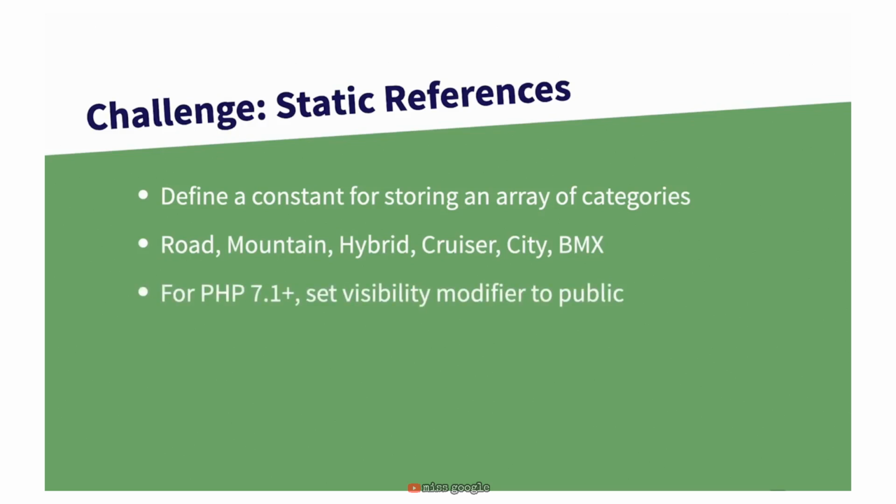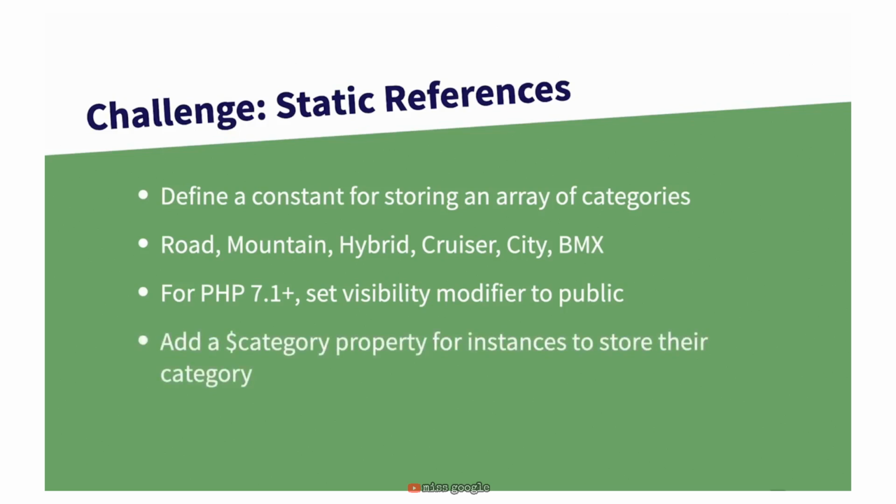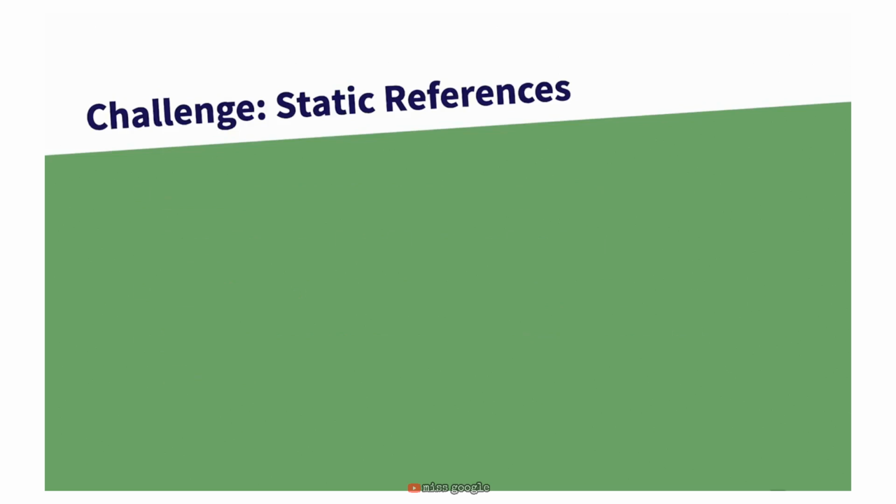If you're using PHP 7.1 or later, you'll also want to set a visibility modifier on that constant, and you can set it to public so that we can see it when we're working with an instance. If you're using PHP before 7.1, you don't set the modifier, it'll automatically be public. Then add a category property for instances so that they can store their category. That way, one instance of a bicycle can be a mountain bike, while another instance of a bicycle can be a hybrid bike.